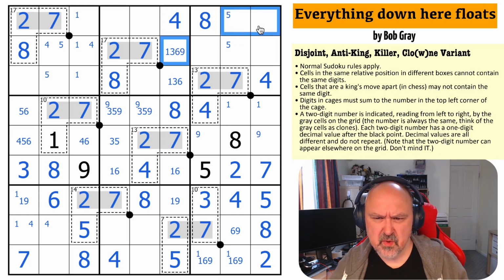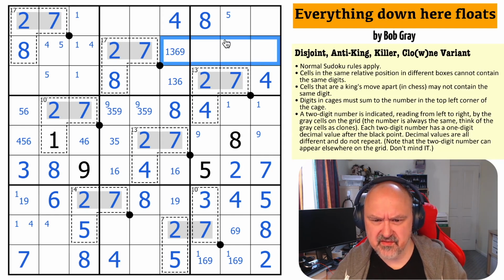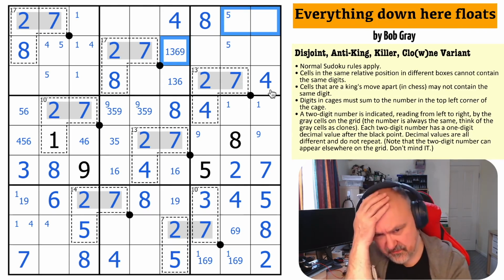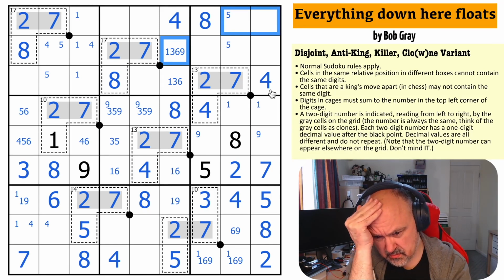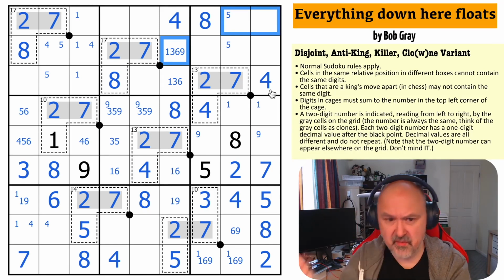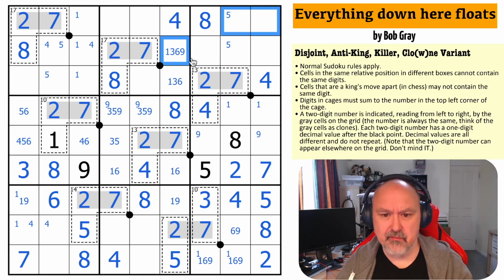So this digit is one of those two, because this can't go in its row. It's not 2, 4, or 7, and it's not 8. So this is one of those two. Does that do anything for me at all? No. I literally just have to pick a digit at random and check. There is no other way of doing this.